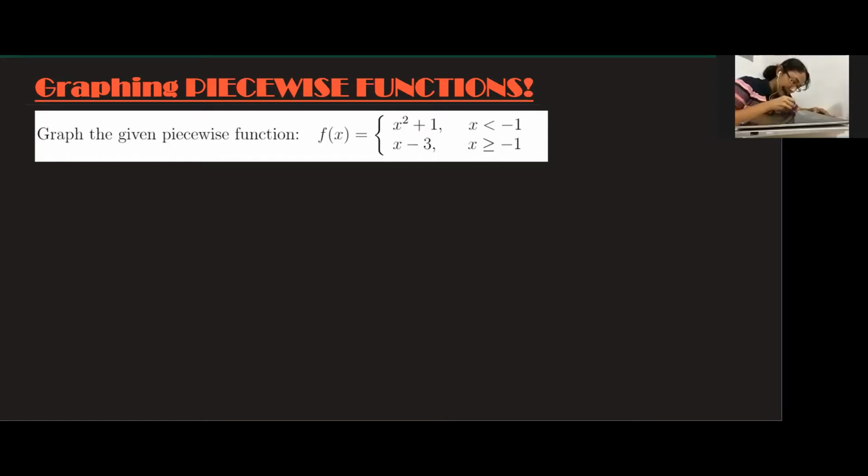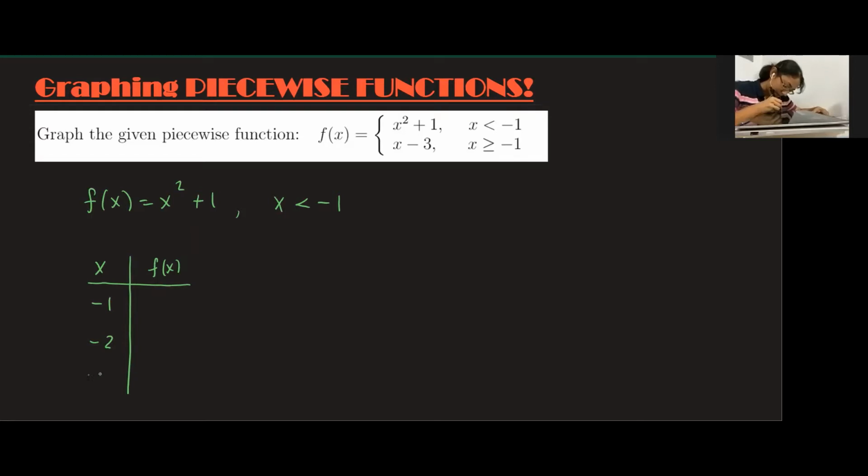So here's what we're going to graph. We're going to graph the function f of x is equal to x squared plus 1 on the interval only when x is less than -1. That means you can plug in every x value as long as x is less than -1. So we can make a table of values for x and for f of x, and then we'll plot those points. So we'll pick -1, -2, and let's say one more, -3, because those are the values that are less than -1.